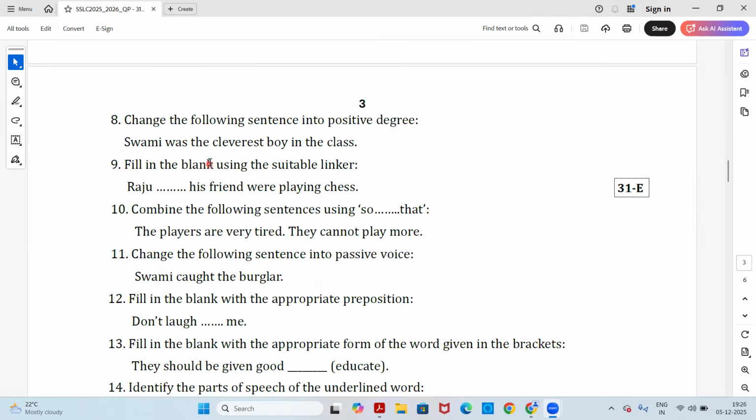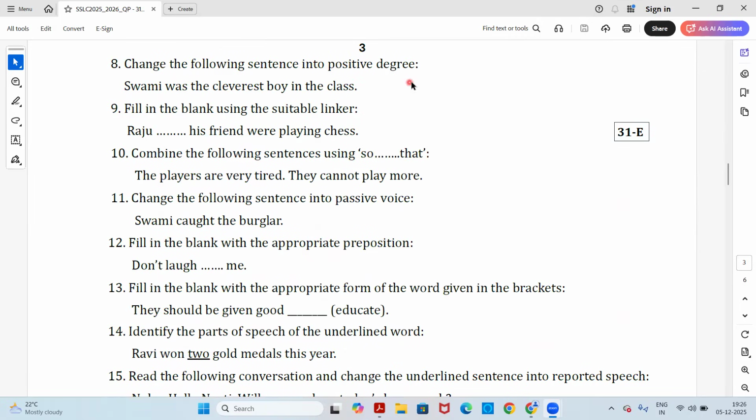Next is change the following sentence into positive degree. Now the question is, Swami was the cleverest boy in the class. Cleverest, this is superlative degree. You have to make it into positive degree. So degrees of comparison is also an important topic. Next, fill in the blank using suitable linker. Linker is nothing but conjunction, right? Raju dash his friend were playing chess. So which conjunction or which linker word will be here? You need to write that.